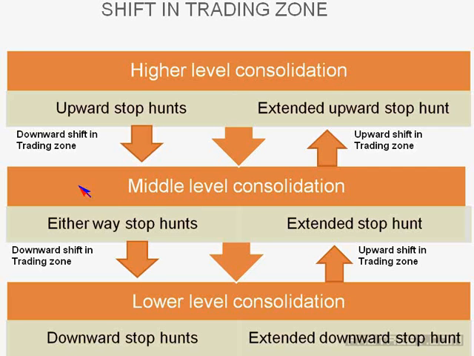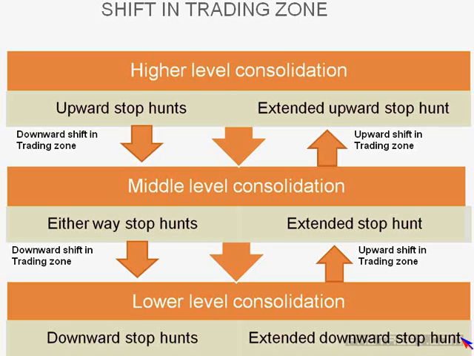Or they can push it down if the traders are holding long positions and not willing to liquidate. Then they will try to shift the trading zone to a still lower level and make a lower level consolidation. How can you identify the lower level consolidation? They will make frequent downward stop points. So a lower level consolidation with frequent downward stops indicates that it is a low level.